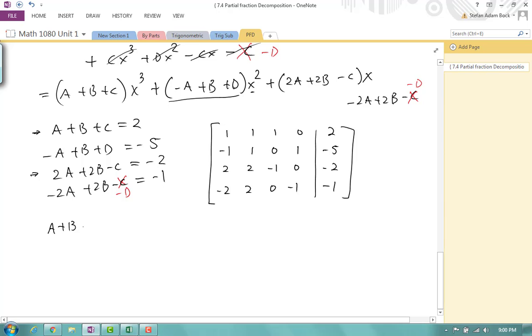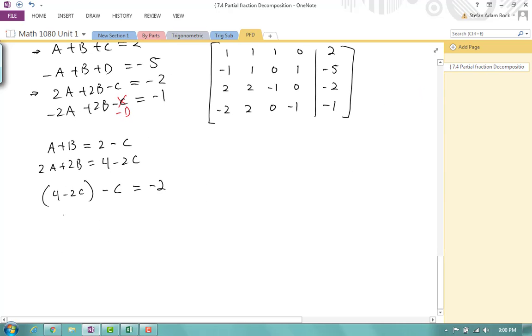So I have a plus b equals 2 minus c, which means 2 times a plus b, or 2a plus 2b, would have to be equal to 4 minus 2c. This would be the same thing as multiplying this first equation by 2, and then I'm going to subtract it from this third equation. So if 2a plus 2b is equal to 4 minus 2c, that means 4 minus 2c minus c is equal to minus 2. So 4 minus 3c equals minus 2. I'll subtract 2 and I'll add 3c. So I should have 6 equals 3c, so c equals 2.